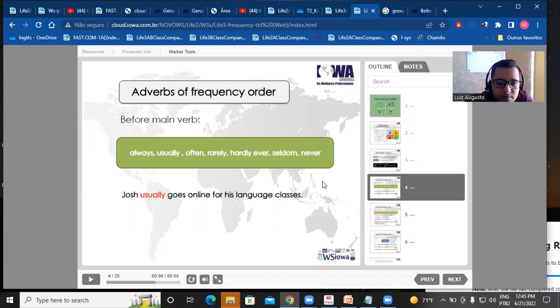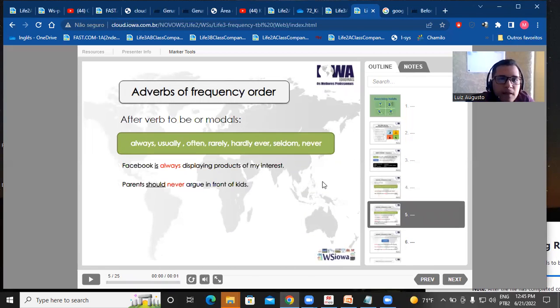Order before main verb, like we saw before. If we have verbs that are not verb to be, the adverb of frequency goes before the verb. Josh usually goes online for his language classes. Mike and his wife don't always receive before main verbs, okay? And if you have verb to be or modal verbs, after verb to be or modal verbs. Facebook is always displaying products of my interest. Parents should never argue in front of kids.